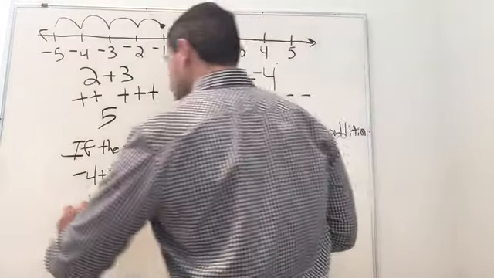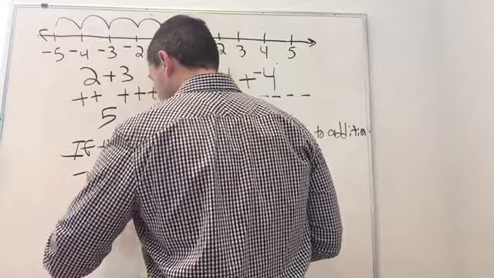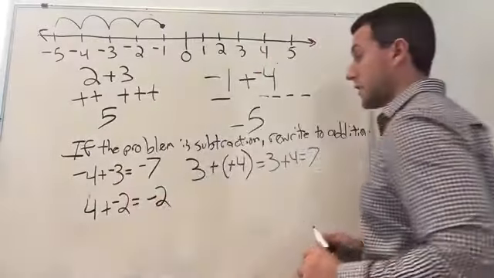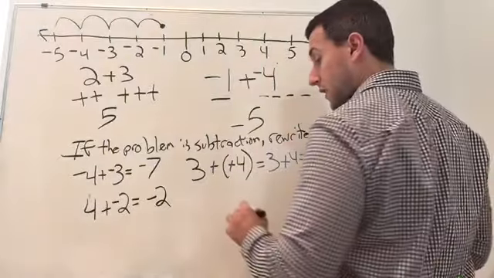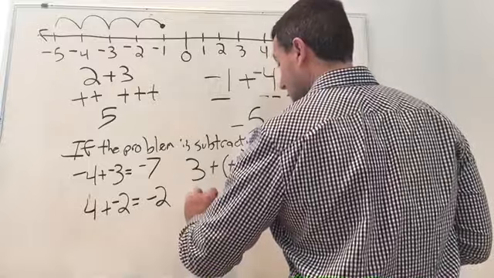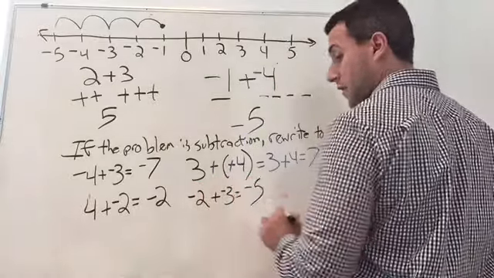Bottom row where it says practice, 4 plus -2. That one we can just do, that's -2. We'll get to that in a second if you don't quite get it. -2 plus -3. That one we can just do, that's -5.